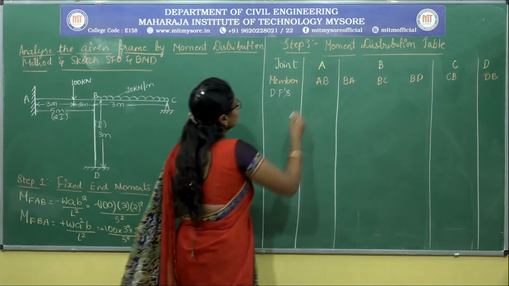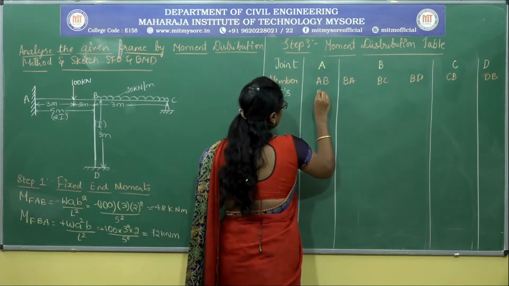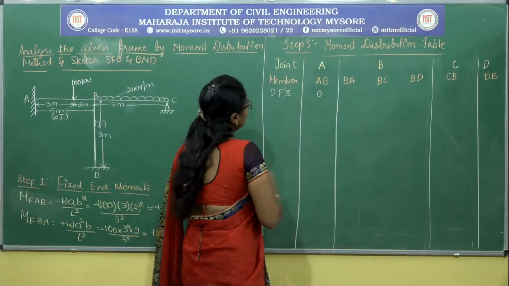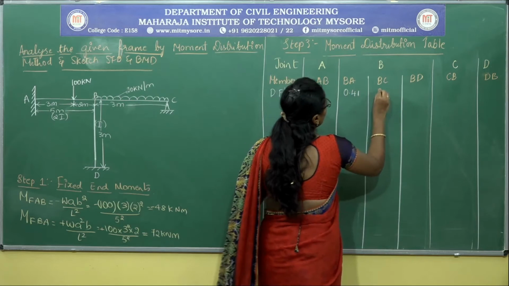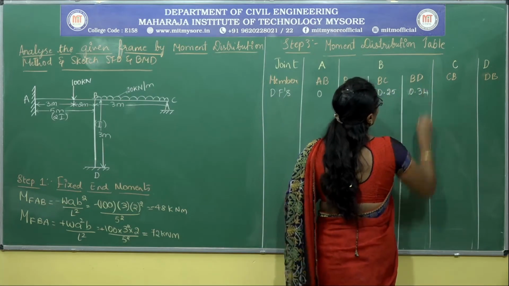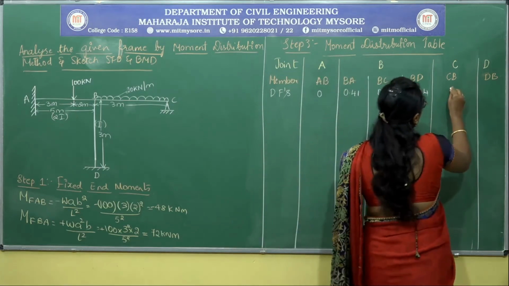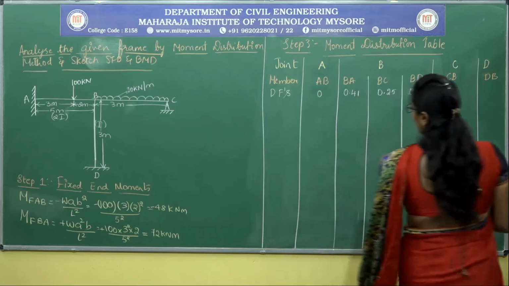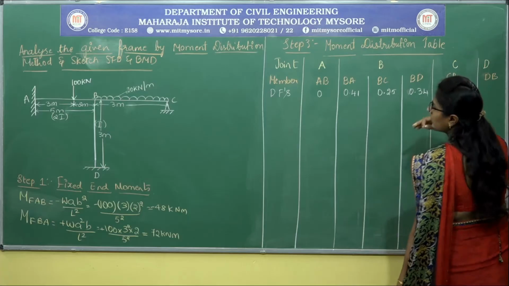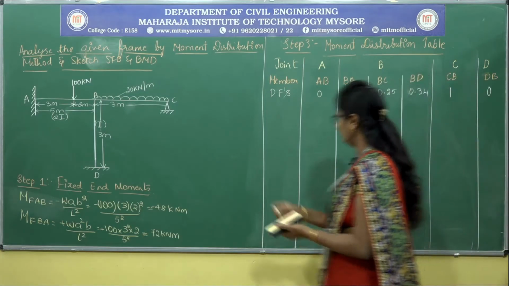So what is the distribution factor for span AB? Since A is fixed, distribution factor is 0. For BA, it is already calculated, 0.41. For BC, 0.25, 0.34. So what is distribution factor for CB? Since C is hinged, distribution factor will be 1. And DB, D is the far end, and for DB, D is fixed. Therefore, the distribution factor is 0.